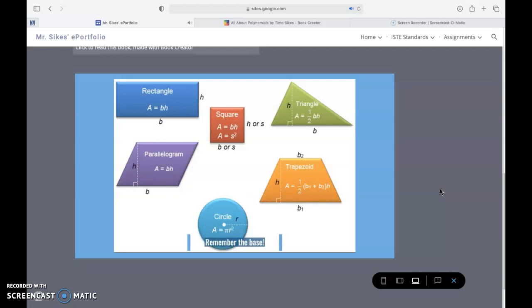Here are some formulas for finding the area of common shapes like a rectangle and a square and a triangle. The different ones that you might not be used to are the parallelogram and the trapezoid. The circle is pretty familiar as well, but there's a funny symbol in there called pi. When you find the area of the circle, never multiply by pi. Always keep the pi out there because that's the exact answer.